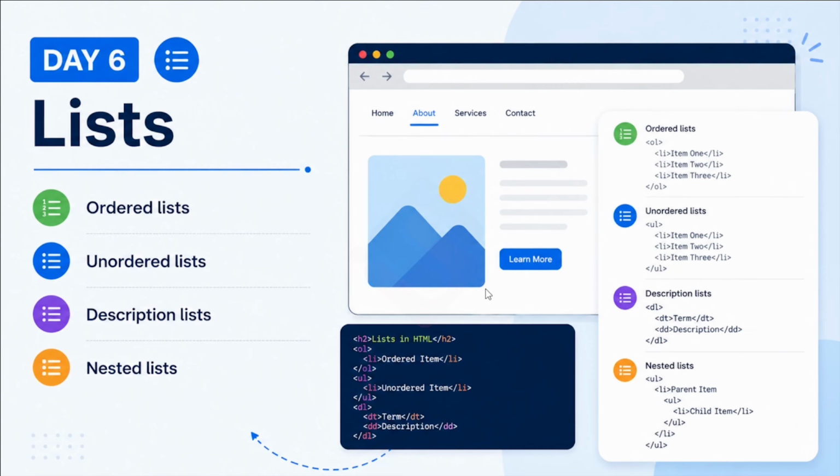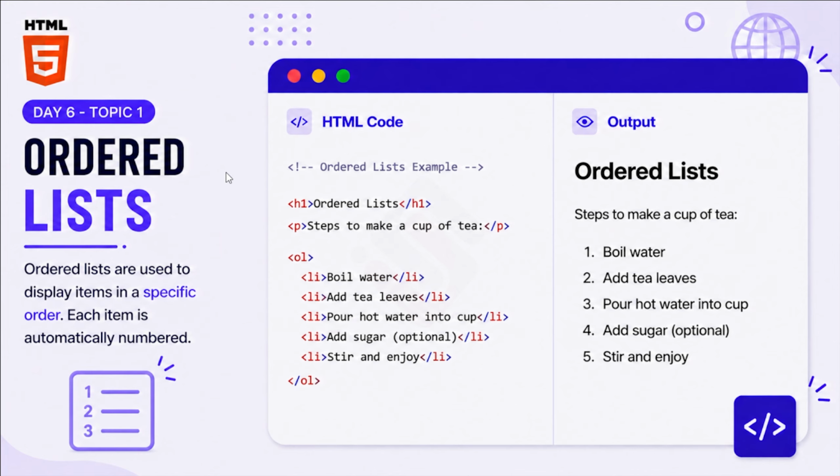And today, listen, we are going to learn one of the most useful HTML elements: lists. Lists help organize information in a clean and readable way. You will see them anywhere on a website, from navigation menus and feature lists to product details and documentation. So today we will cover 4 important topics: ordered list, unordered list, description list and nested list. Let's begin with ordered list.